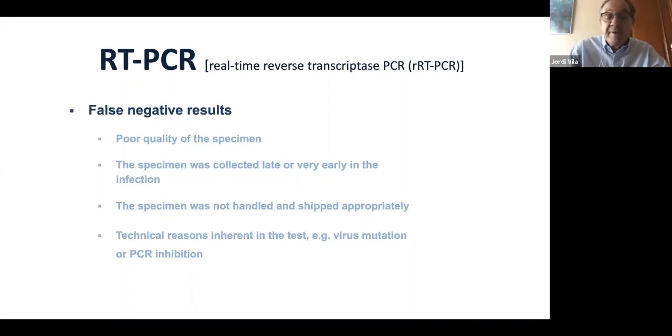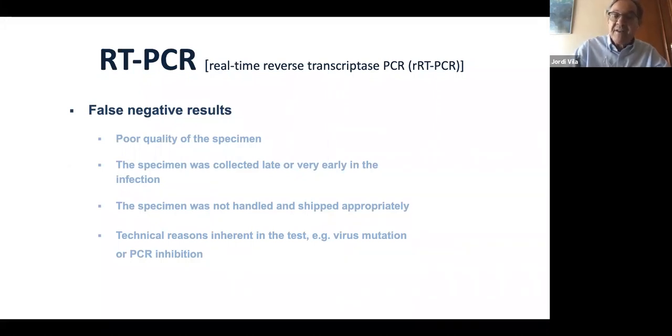And there is another possibility, which is a technical reason inherent to the PCR, and can be related either to a virus mutation, which we will mention now, or to PCR inhibition. There can be some compounds in the sample that inhibit the PCR. Normally, the methods that we use to extract the RNA remove these inhibitors, so the PCR is not inhibited. In addition, we use an internal control to know that there are no inhibitors in the PCR.